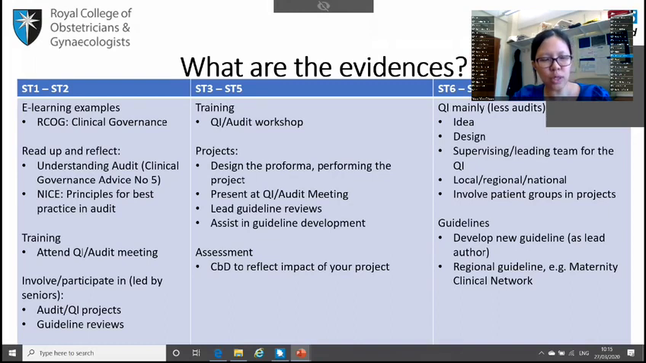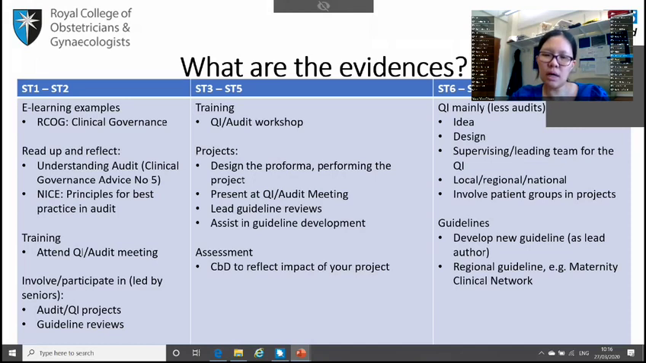But essentially you are joining an audit project or a QI project, but someone else leading it. So you participate as a team. SC3 to 5, exactly the same, but you might be able to lead the QI project yourself, but maybe someone else gave you the idea. SC6, I would expect you probably more on the QI project. You may come up with the idea, design the whole thing, and you're leading the project yourself, but with support from a consultant, obviously. Okay, and it can be very difficult in terms of involving patient groups in projects, because ideally all projects have the public involvement, but it can be difficult, but something that you can use.